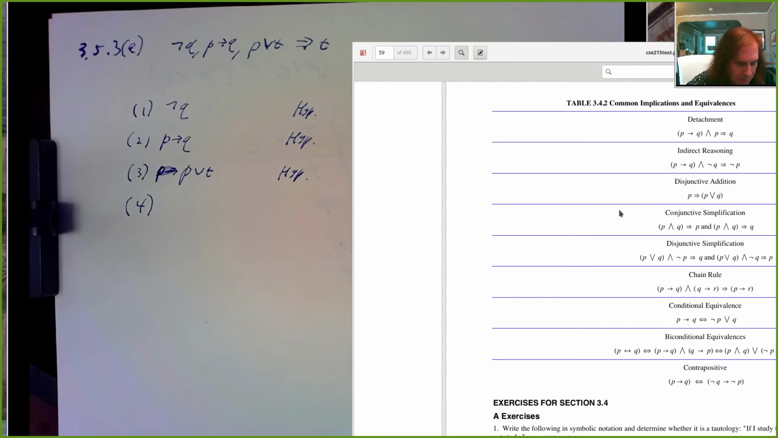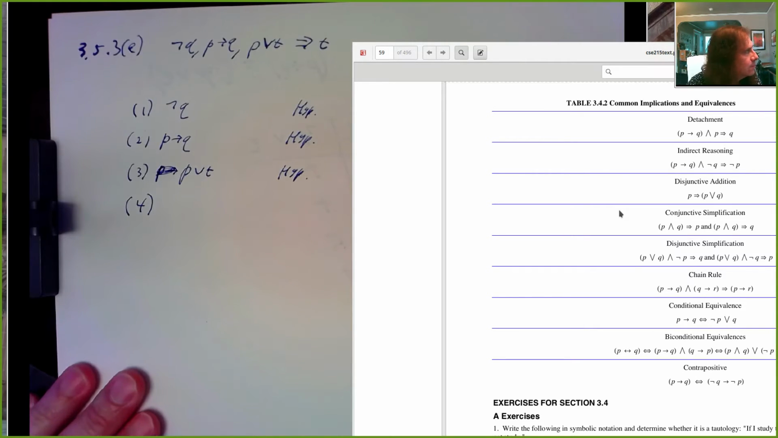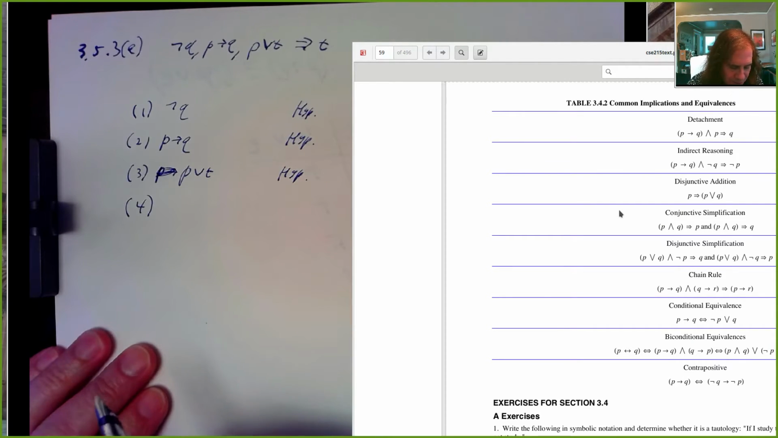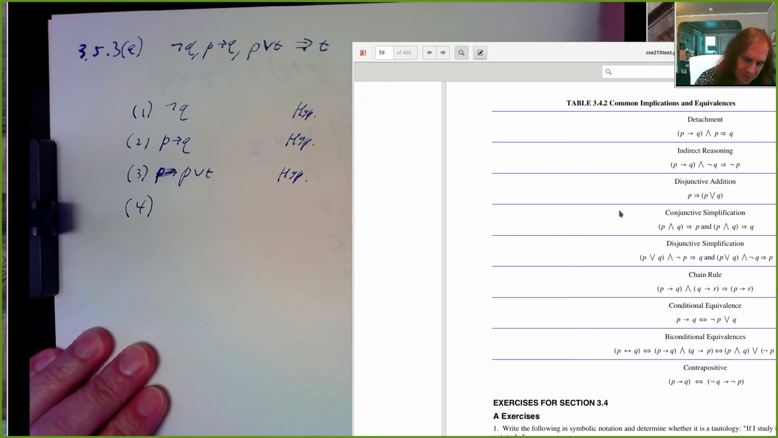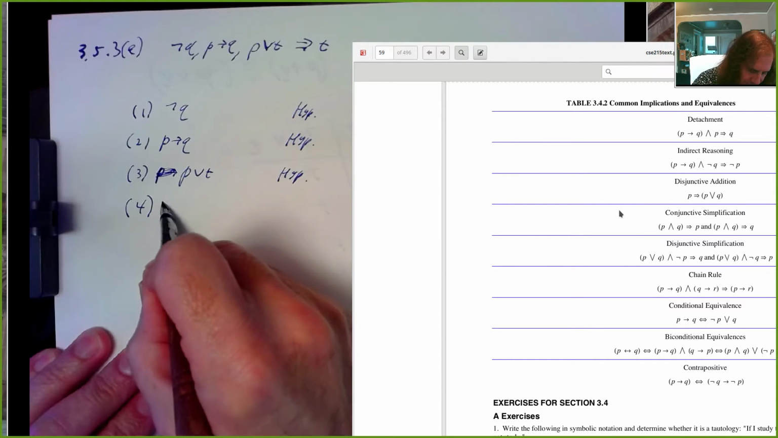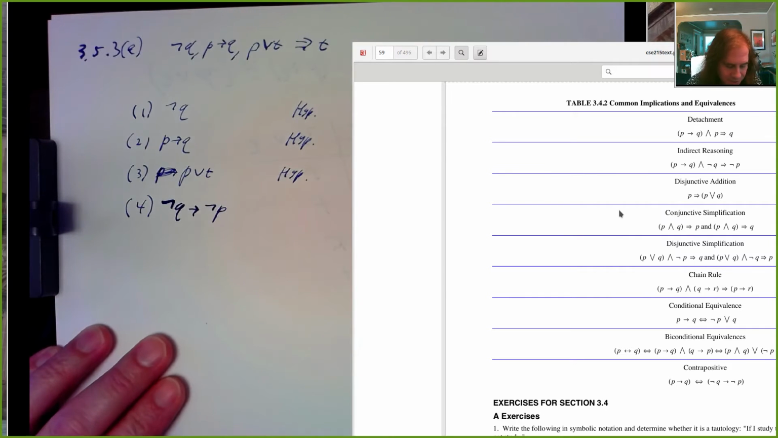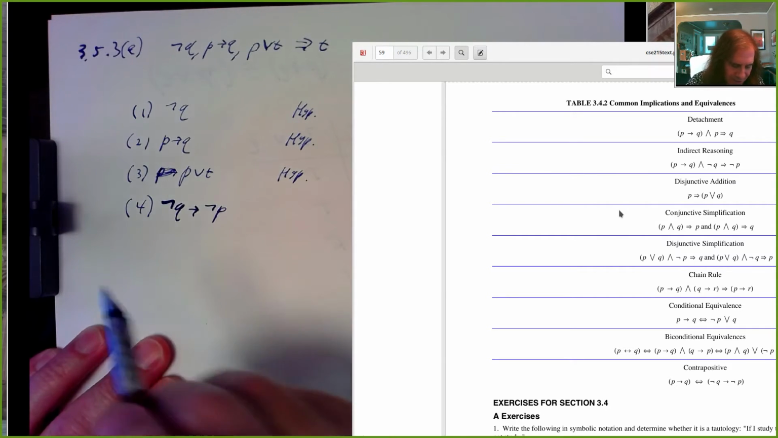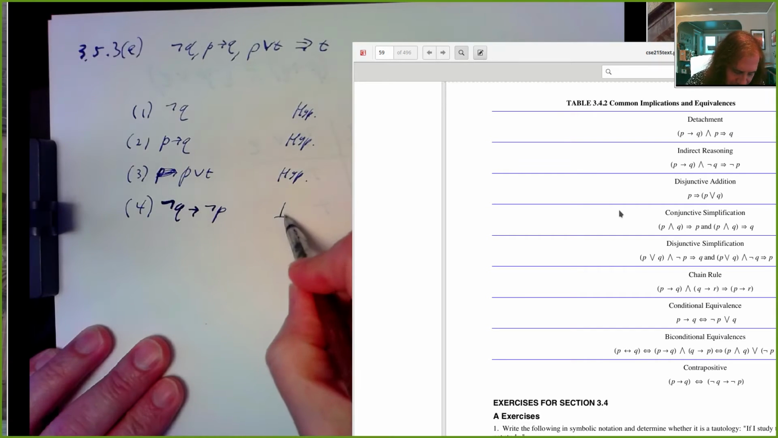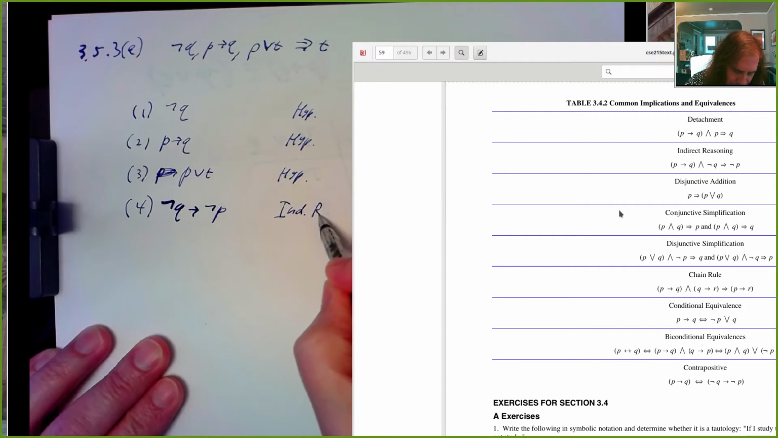Indirect reasoning says if P implies Q and not Q, then not P. All right. So we can put 1 and 2 together, and we could say not Q implies not P. We got that in the chat window also. All right. The reason for this is indirect reasoning applied to statements 2 and 1.